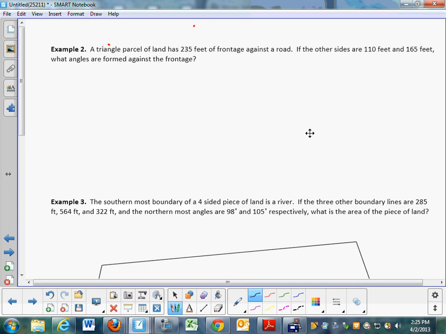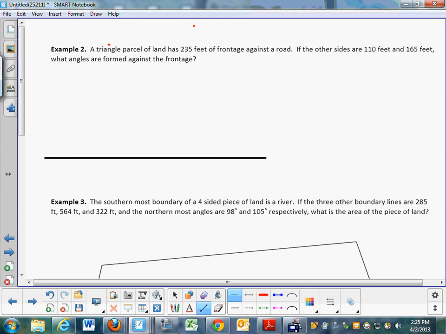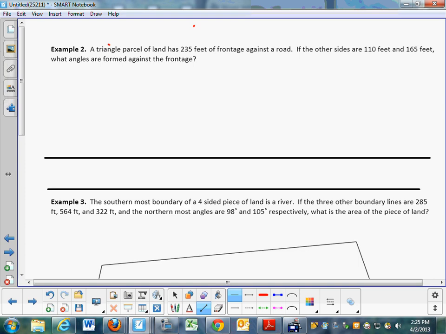A triangle parcel of land has 235 feet of frontage against the road. If the other sides are 110 and 165, what angles are formed against the frontage road? Let's draw a road. Let's have a contest to see who can draw the straightest road.